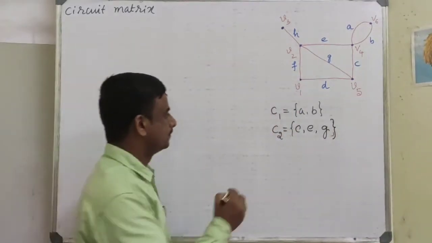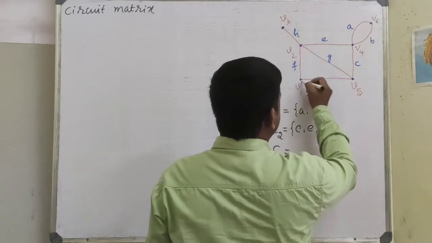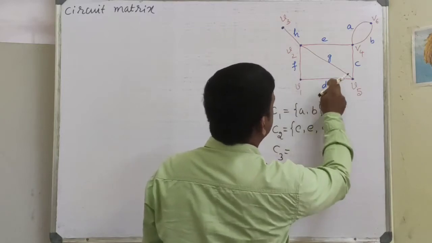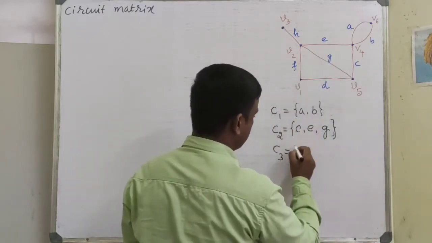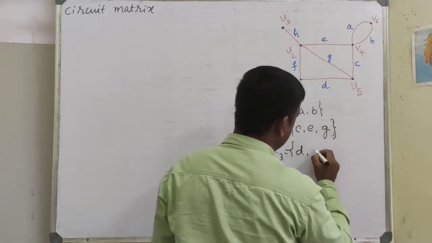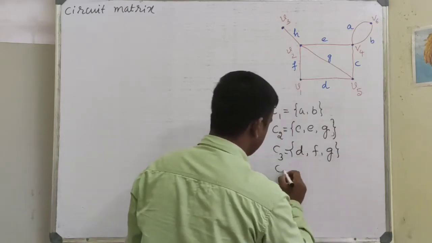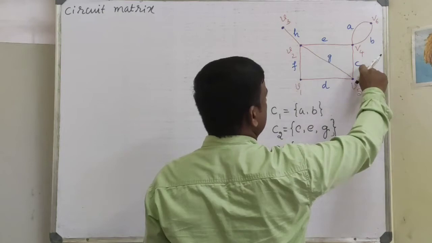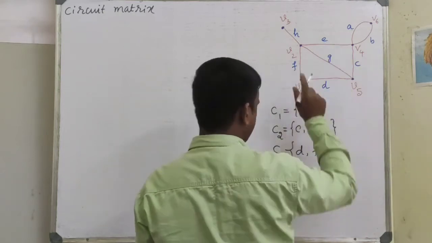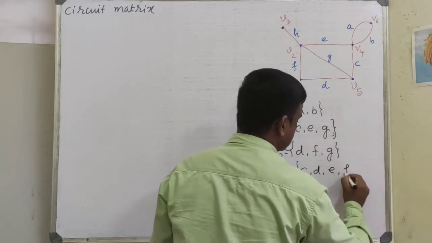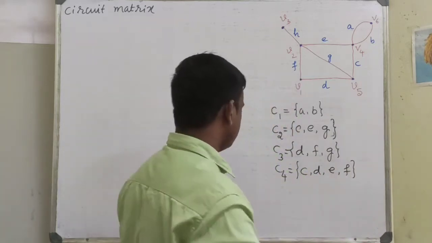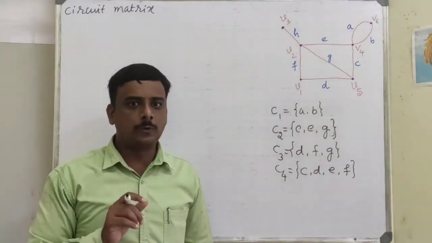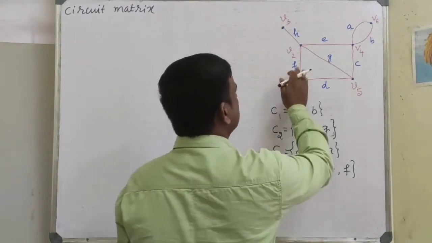Next, C3. This one. Here it will be F, D, G. In order, I can write D, F, G. C4, this bigger one: C, D, E, F. It is just the order. So these are the four circuits of the graph.